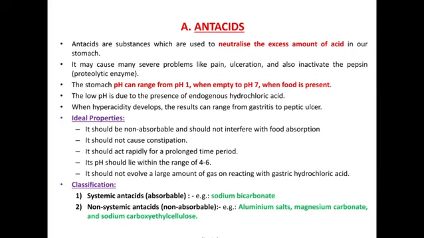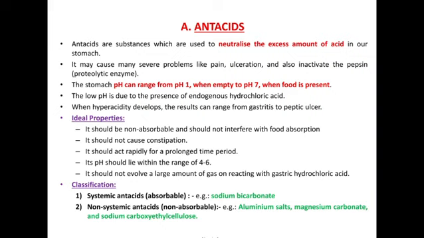Next, antacids. Antacids are substances which are used to neutralize the excess amount of acid in our stomach, which may cause many severe problems like pain, ulceration, and also inactivate the pepsin. The stomach pH can range from pH 1 when empty to pH 7 when food is present. The low pH is due to the presence of endogenous hydrochloric acid. When hyperacidity develops, the results can range from gastritis to peptic ulcer.